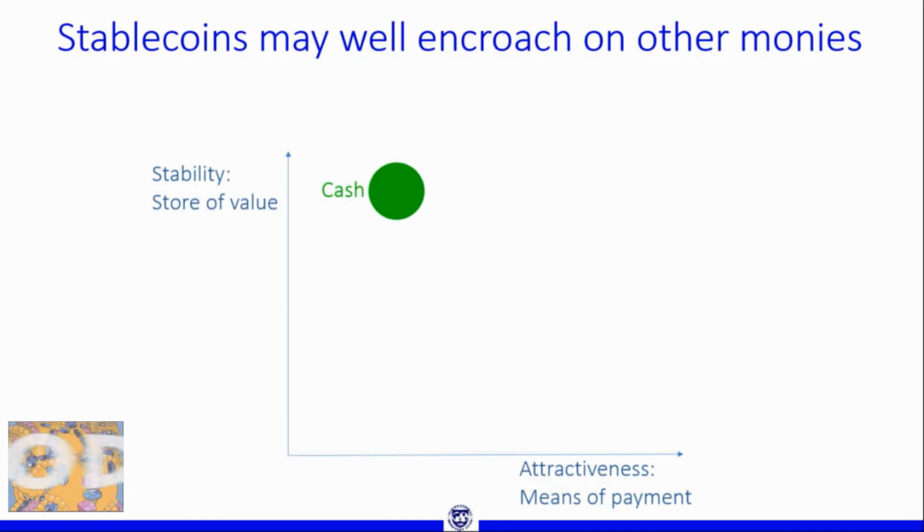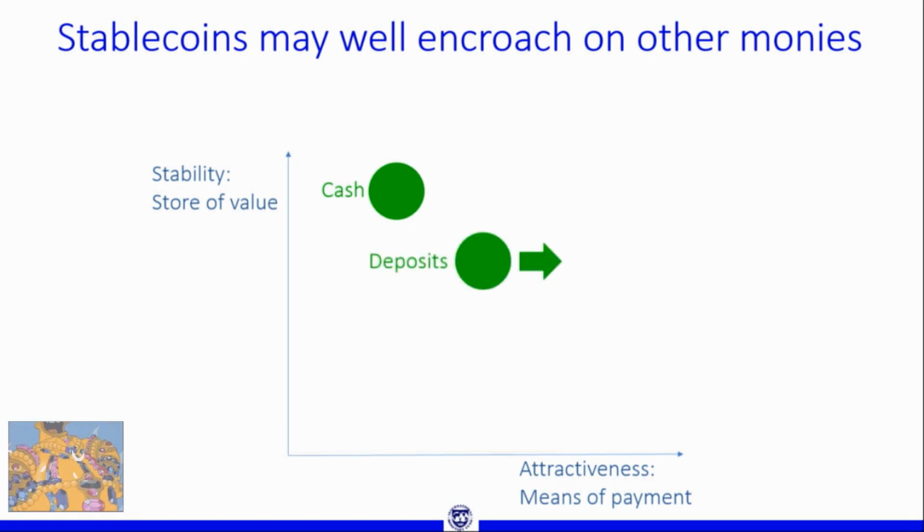So cash is a very good store of value, but it's not that attractive as a means of payment. Deposits are more attractive as a means of payment because they are digital, and the usage of deposits is much larger than the usage of cash around the world. And then there are the stable coins, which are potentially more attractive, but for the moment are not as stable.